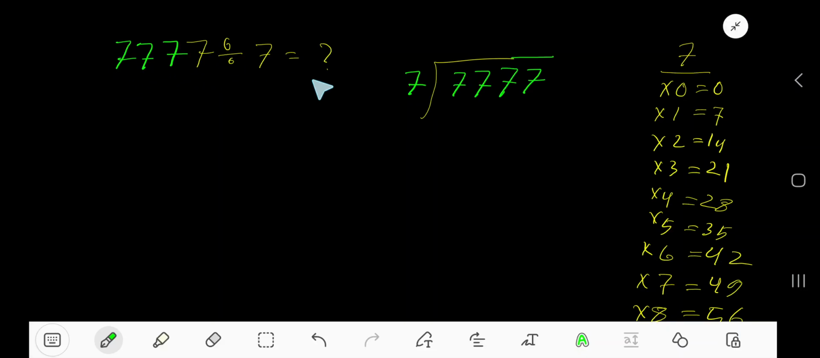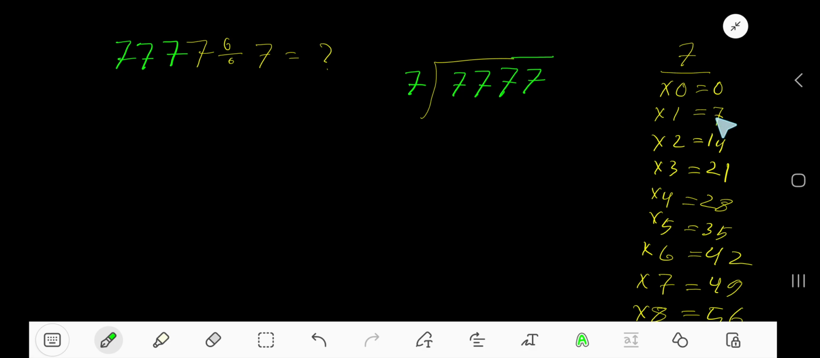7,777 divided by 7. Here 7 is a divisor, so we need the multiplication table of 7. 7 times 0, 0. 7 times 1, 7. 7 times 2, 14. To find the multiplication table of 7, easily just add 7 to the previous step. 0 plus 7, 7. 7 plus 7, 14. 14 plus 7, 21. 21 plus 7, 28.